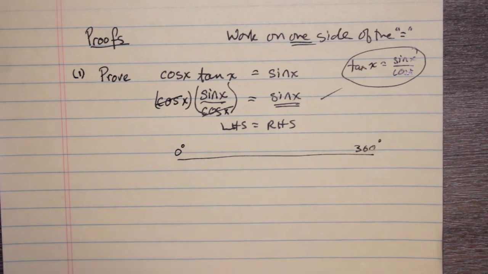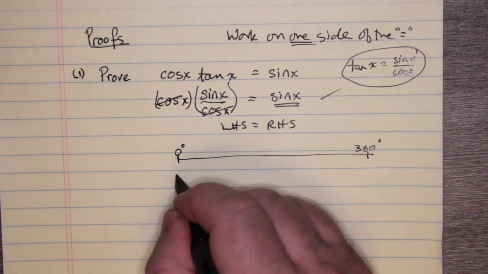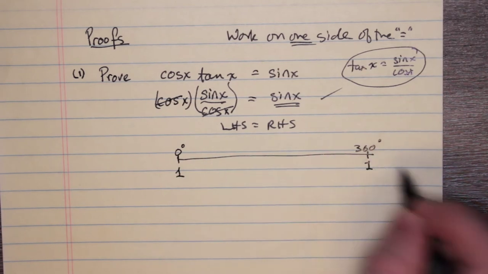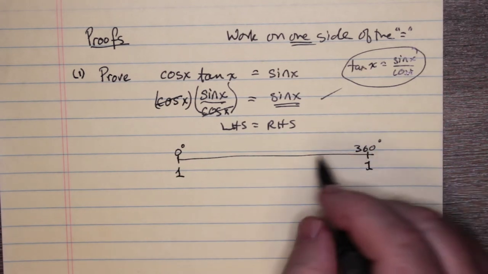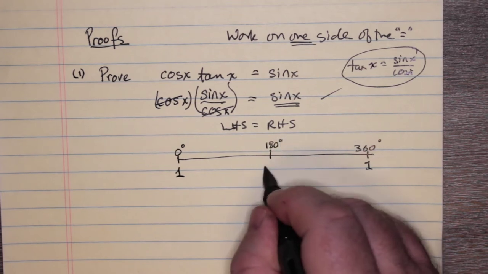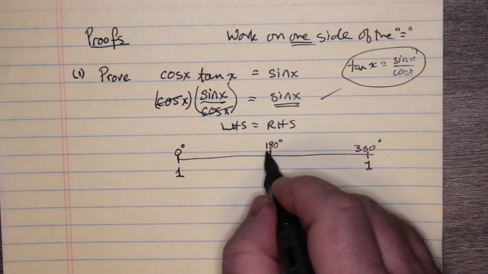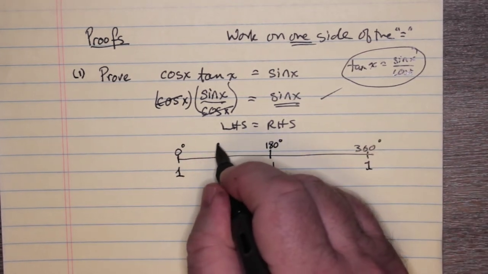Well, cos is 1 at 0. It's also 1 at 360. So the endpoints are fine. 180 in the middle is negative 1. Cos of 180 is minus 1. Now, mind you, you could try this on your calculator if you like, but halfway between 0 and 180 is 90 degrees.